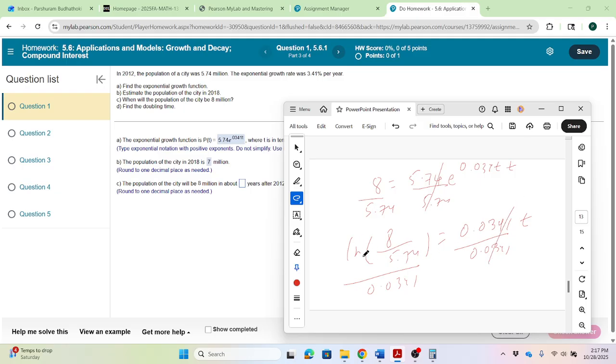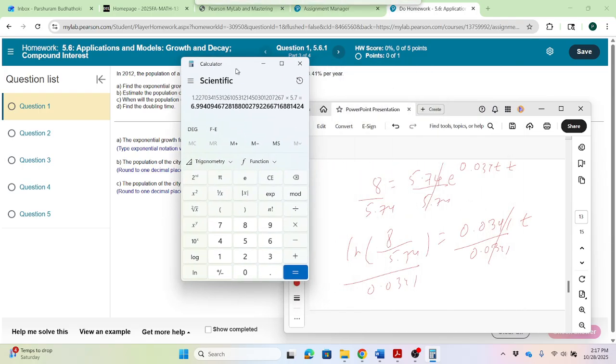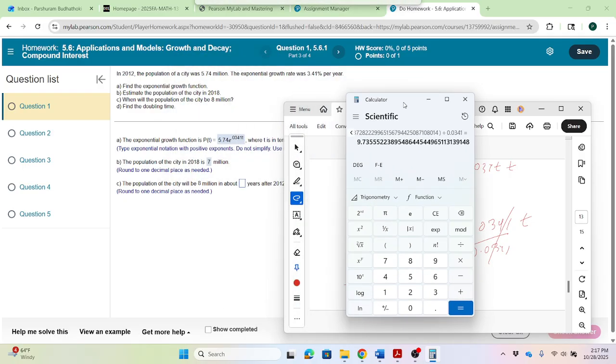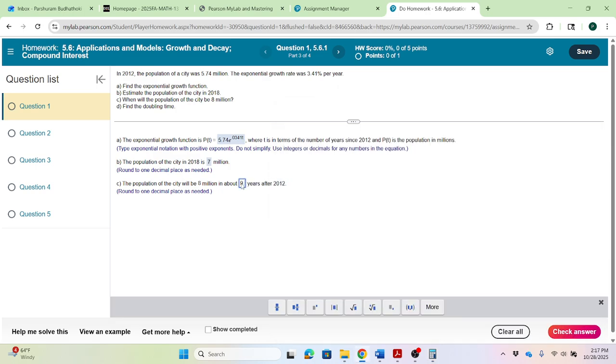So you just have to type this one, which is 8 divided by 5.74. Take ln of that value, and then divide that by 0.0341. That is the time, which is 9.7355. Round to the 1 decimal place, so that would be 9.7 years.